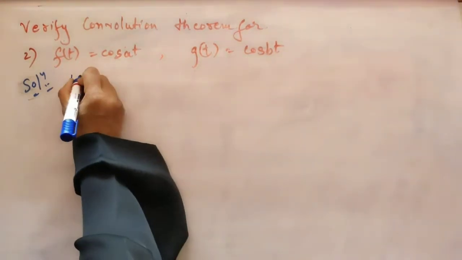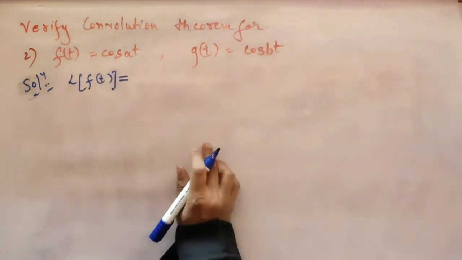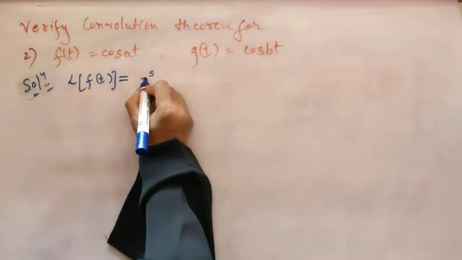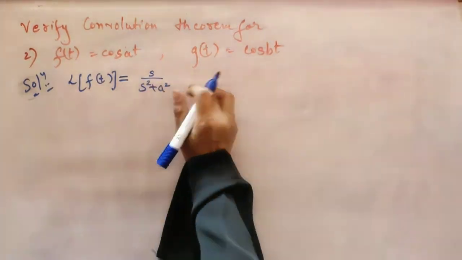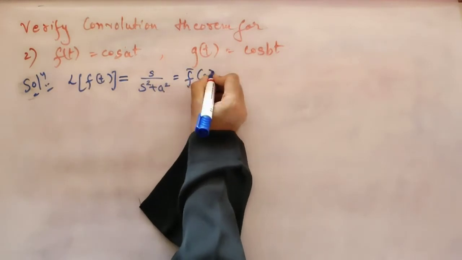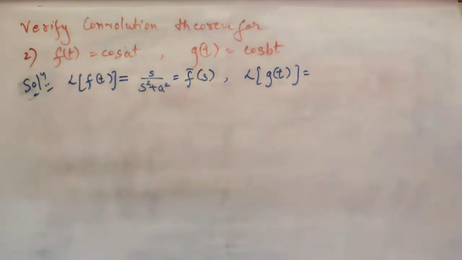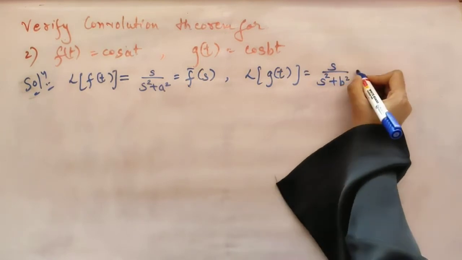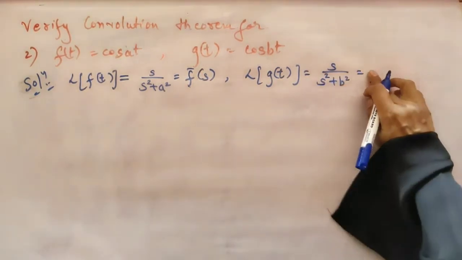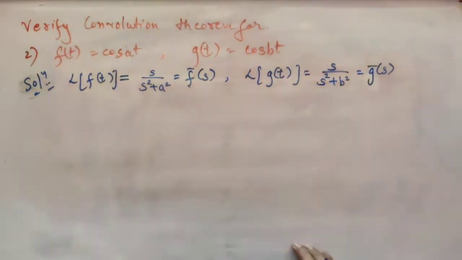First let us consider the Laplace transform of f of t. The Laplace transform of f of t, which is nothing but the Laplace transform of cos at, is s divided by s square plus a square. I will call this f bar of s. Similarly, the Laplace transform of g of t is nothing but the Laplace transform of cos bt, which is s divided by s square plus b square. Let us call this g bar of s. Okay, this is the first step.